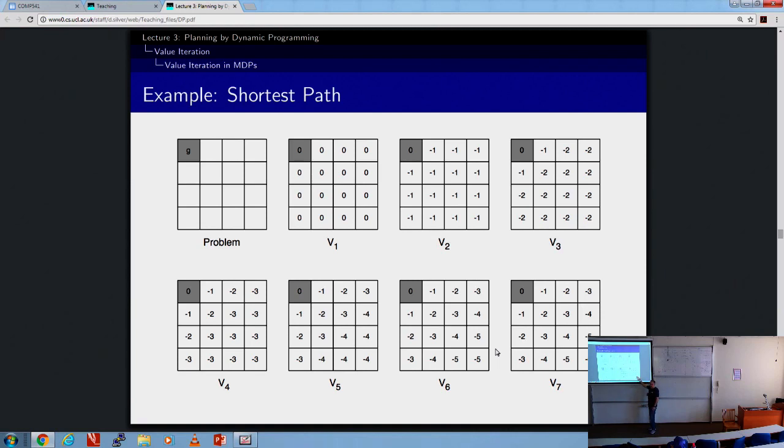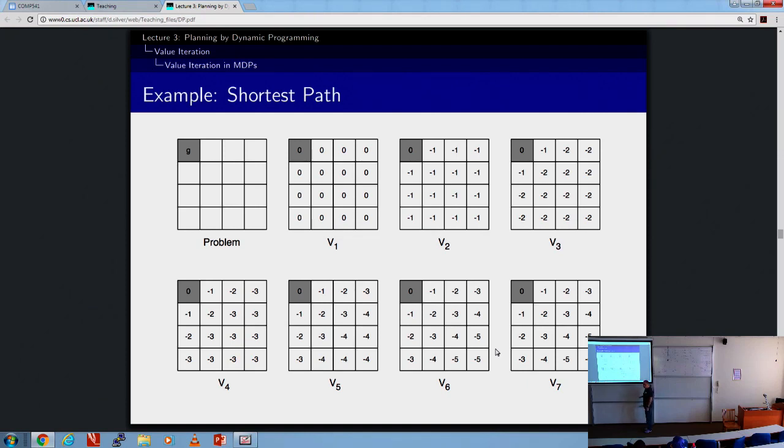you end up with this, where things actually converge, and each of these numbers actually represents the length of the shortest path from that square to the goal. And as you can see, all of the numbers here satisfy the Bellman optimality equation.